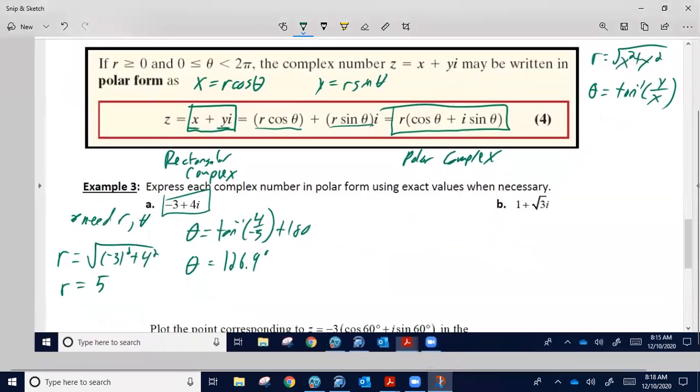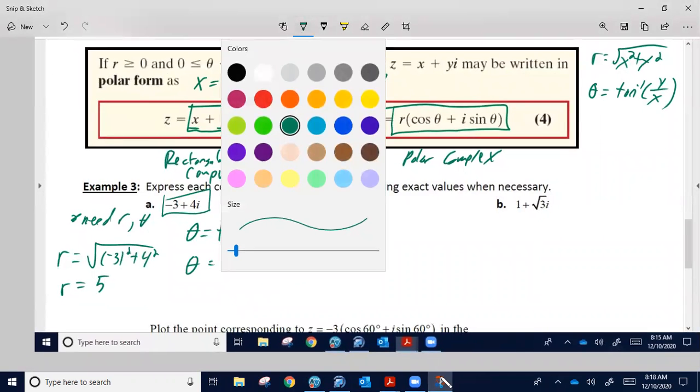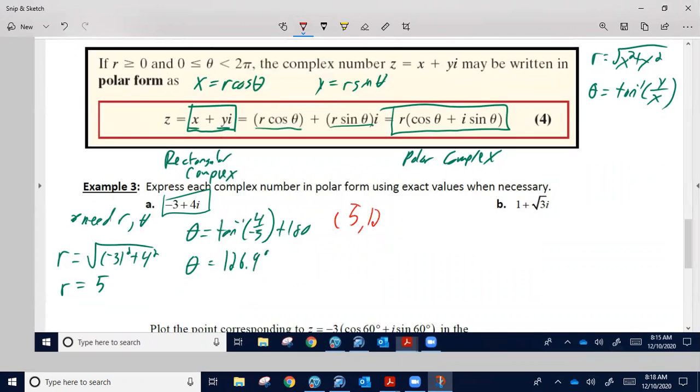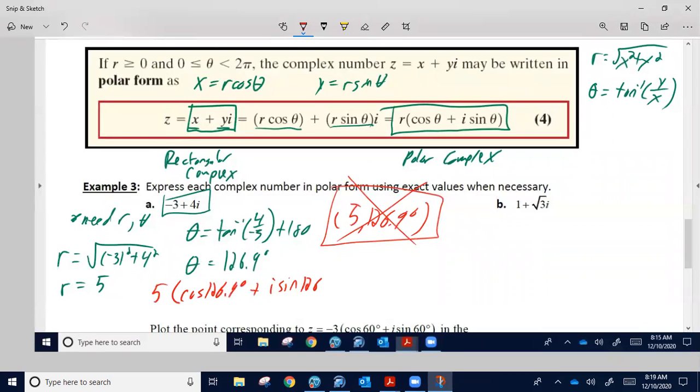Okay. So what this answer is not, do not write this as 5, 126.9. No. That represents a point in the real polar plane. This is an imaginary polar number. It was an imaginary number at the beginning. So it needs to take the form up above in this green box of 5 times the cosine of our 126.9 degree angle plus i sine of our 126.9 degree angle. This is polar complex.